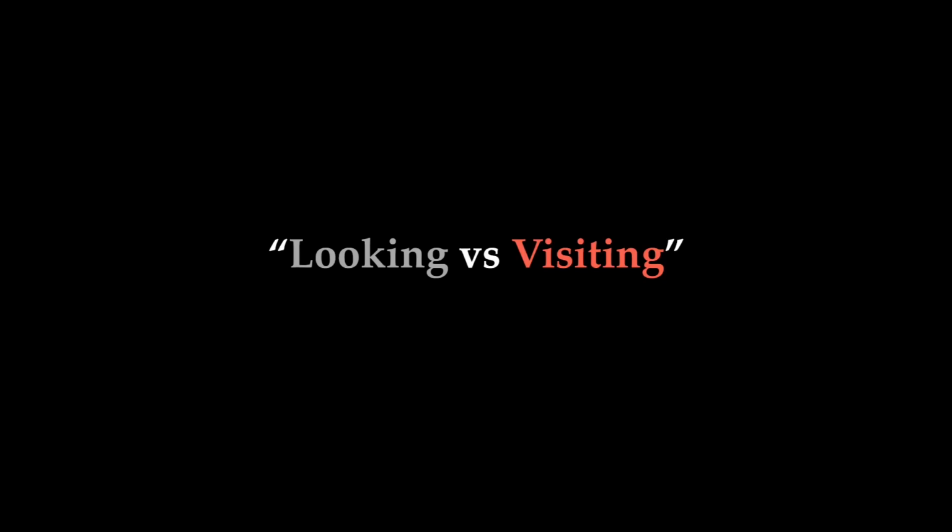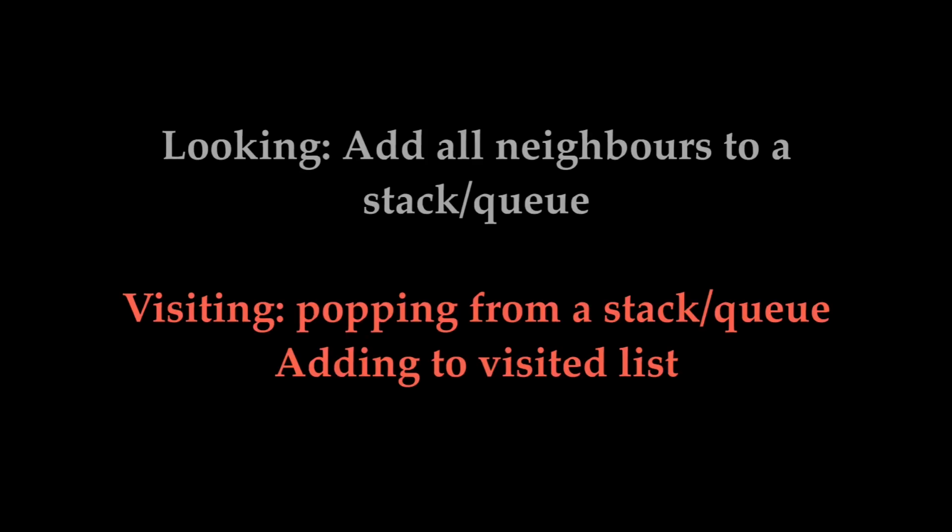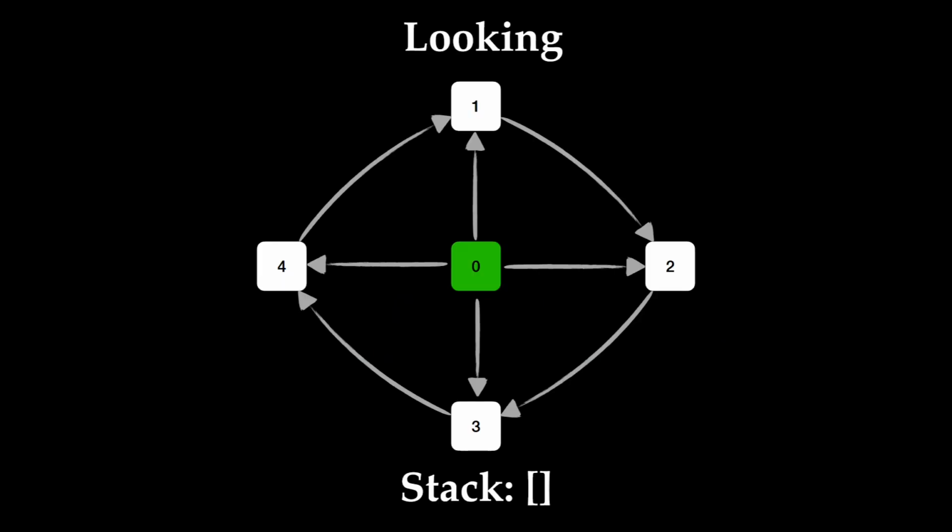Almost every graph traversal algorithm is really just an alternating series of looking and visiting. Looking is just when a node looks at all of its neighbors and adds them onto a list, whereas visiting is when you visit the next node on that list. So let's demonstrate this by starting with DFS, which uses a stack or a last in first out structure.